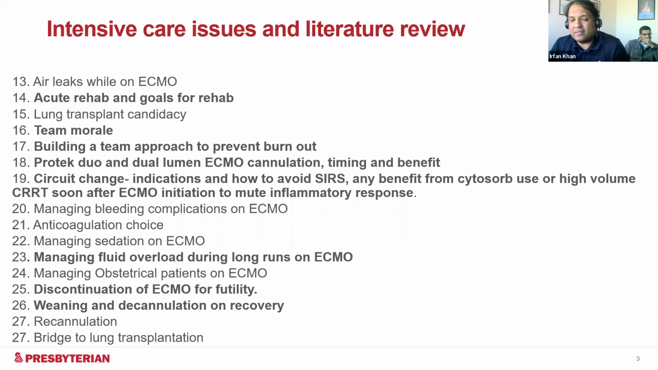And then the next part is obviously rehabbing these patients, setting goals for rehab, making sure the team is involved in it, and then setting them up for lung transplant candidacy in case they're not able to come off ECMO. And this process is a dynamic thing that needs to happen quickly, and also has to happen efficiently.